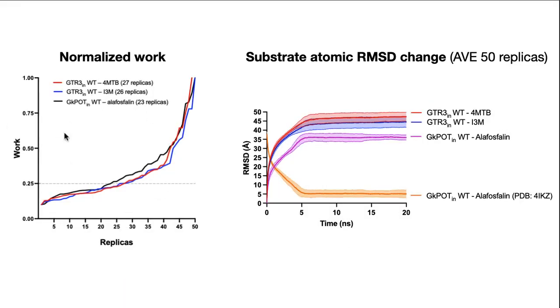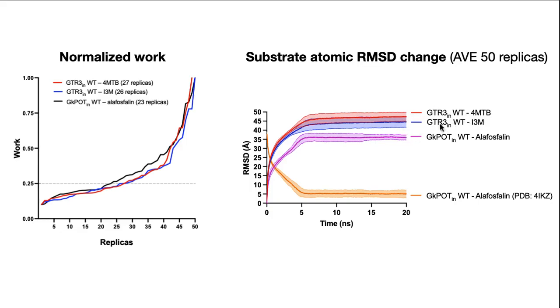So here on the left part we can see the normalized work for the 3 systems, and if we put this line here at 25%, we can see that for GTR3 with 4MTB, we found 27 replicas. With GTR3 with I3M, 26 replicas. For the positive control, 23 replicas. So it's more or less the same, more or less 25 replicas per system. And here we can see how the substrate atomistic RMSD changes.